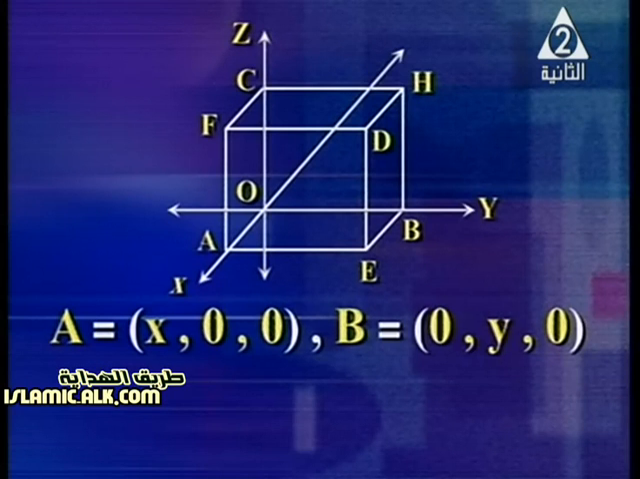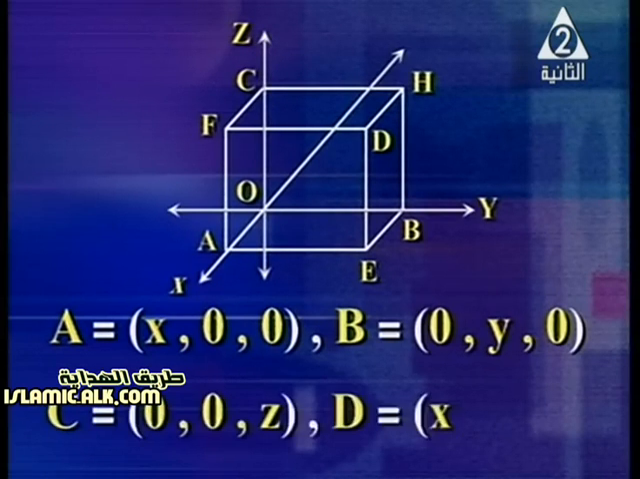Look at the point B. It lies on OY. The first is 0, the second is Y, the third is 0. The first projection is 0, the third projection is 0, and the second projection is Y. Point C is 0, 0, Z. Why? Because C belongs to OZ. Then the first and the second coordinates are zeros.